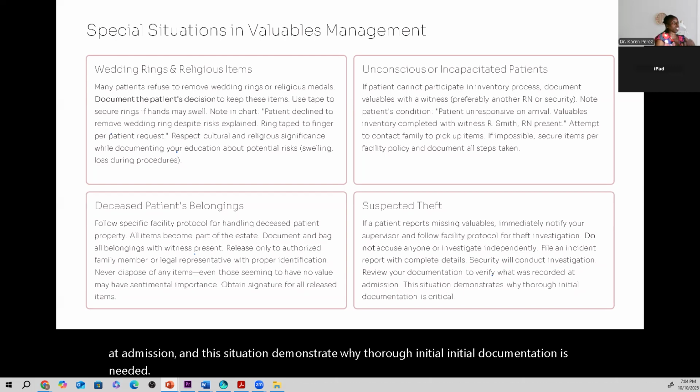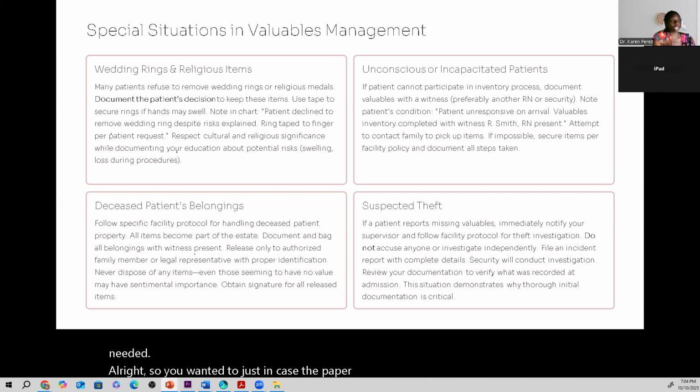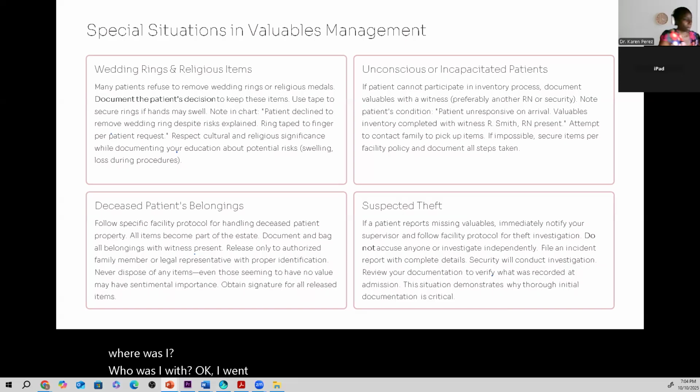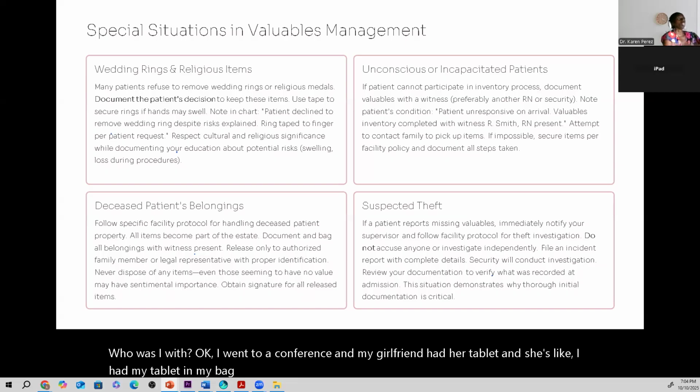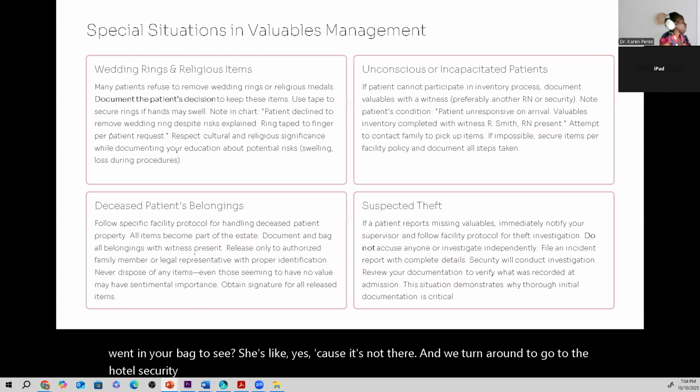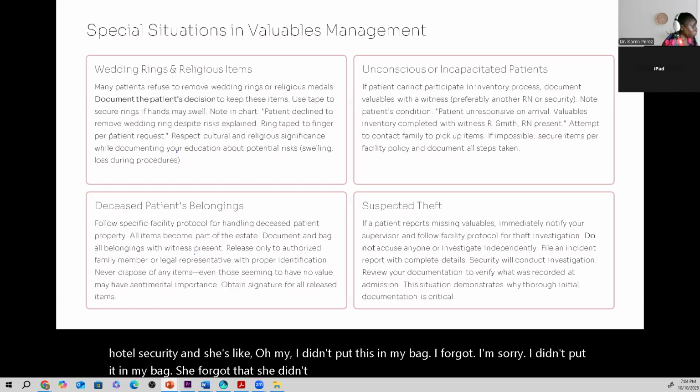So you want to do it just in case, because suspected theft is the patient saying, no, I gave you this. That could be it, or it could be that someone really stole it. And it could also be, I remember, where was I? Who was I with? Okay. I went to a conference and my girlfriend had her tablet. She said, I had my tablet in my bag, someone stole it. And I'm like, what? Someone went in your bag? She said, yes, because it's not there. We turned around to go to hotel security, and she said, oh my, I didn't put it in my bag. I forgot. I'm sorry. She forgot that she didn't put the tablet in her bag that morning.